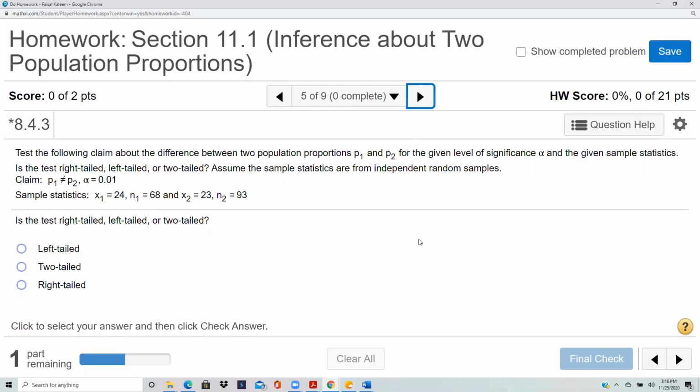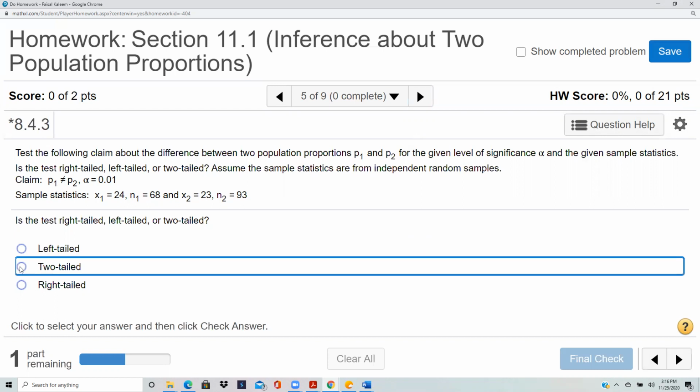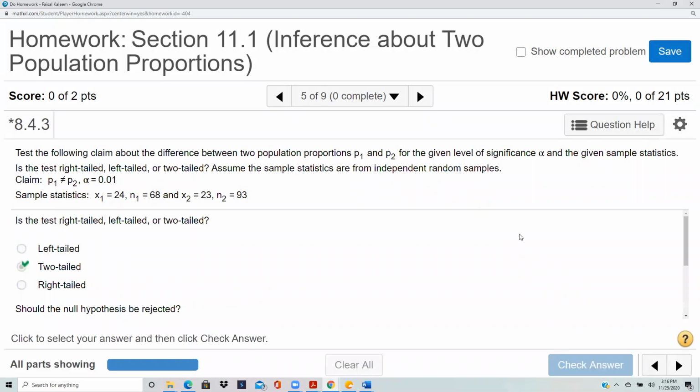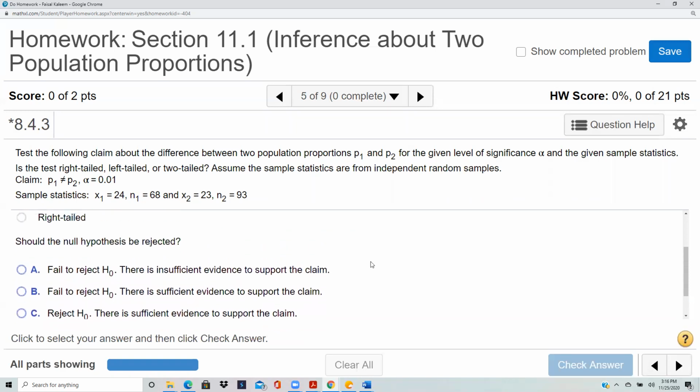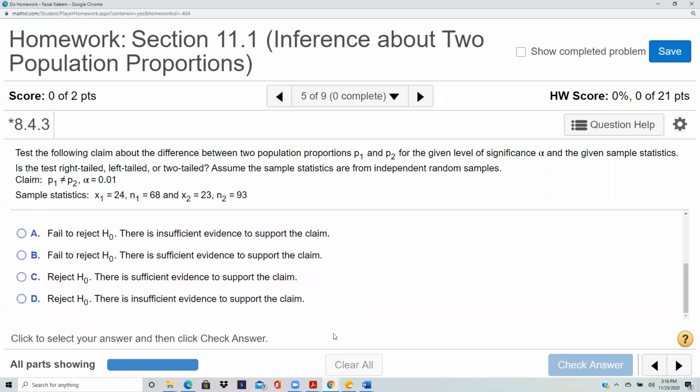Test the following claim about the difference between proportions. Is this right-tailed, left-tailed, or two-tailed? You look at the alternative: not equal to means two-tailed, less than means left-tailed, and greater than means right-tailed. So not equal to is two-tailed. And should the null be rejected? For this we calculate the p-value, so we go through the hypothesis test.